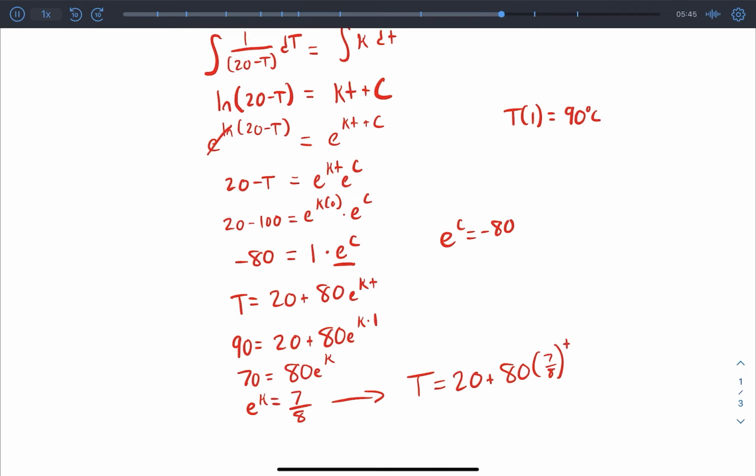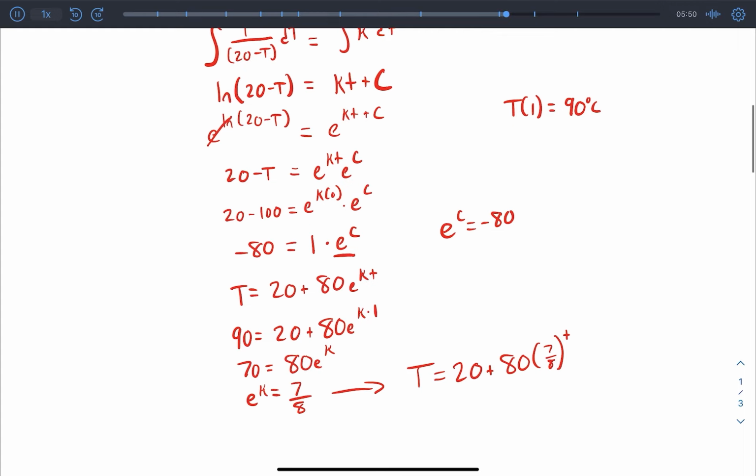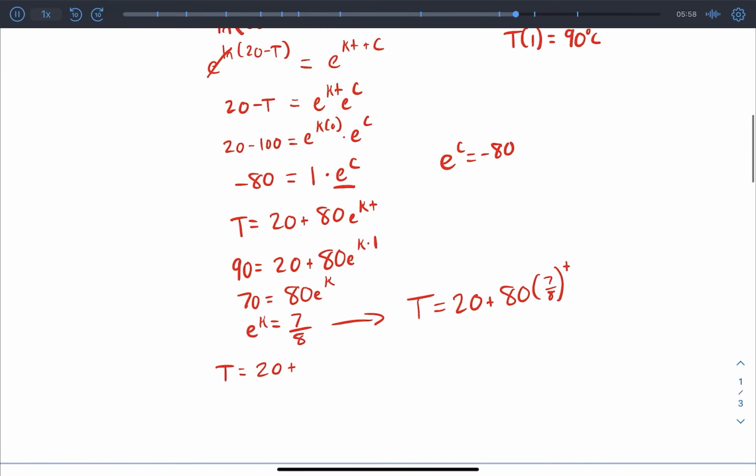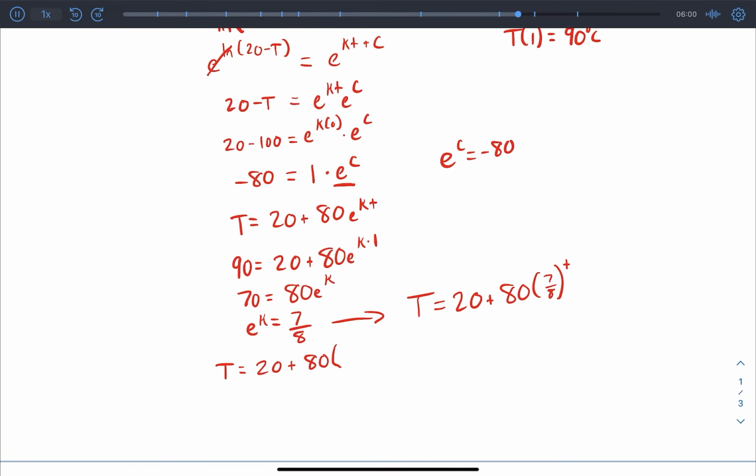Finally, using this temperature profile, we can solve for part A, which asks us to find the temperature of the rock at t equals 5. If we plug 5 into that equation, T is equal to 20 plus 80 times 7/8 raised to the 5th, and that equals 61.03 degrees Celsius. And so that's how you do part A of this problem.